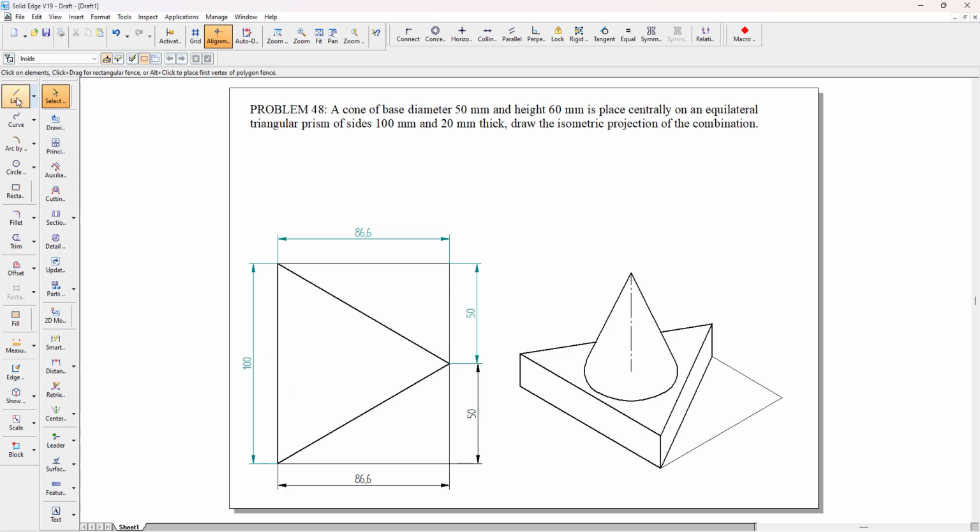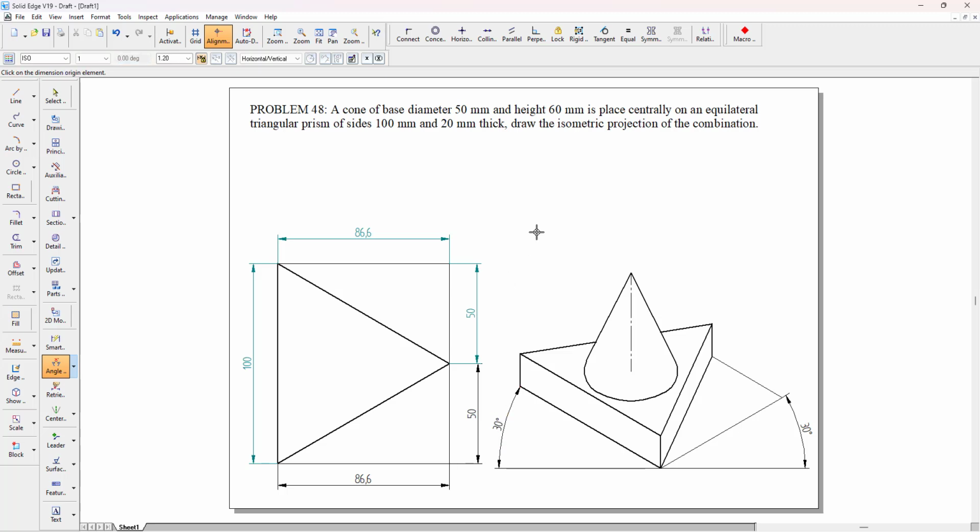So what are the things that I have to show here? I just draw a horizontal line on either side, and I can just use distance angle between, and I'll just show this and this. The angle is 30 degree, and I'll show this and this. The angle is 30 degree. So I think this completes the problem.